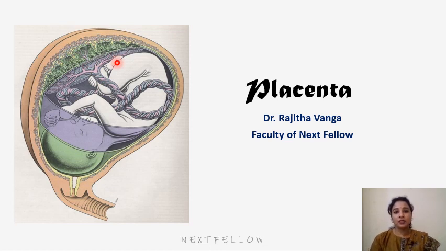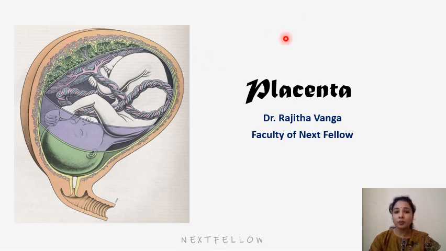So it is a highly vascular structure which is present along the unborn fetus and attached to the mother's uterine wall. This is the mother's uterine wall. The placenta consists of two components. One is the fetal component, the other is the maternal component. Fetal component develops from the chorion and the maternal component develops from the endometrium of the uterus.